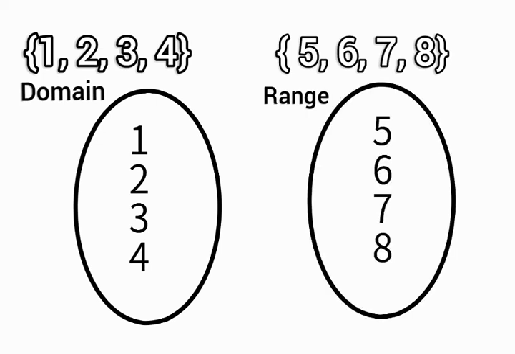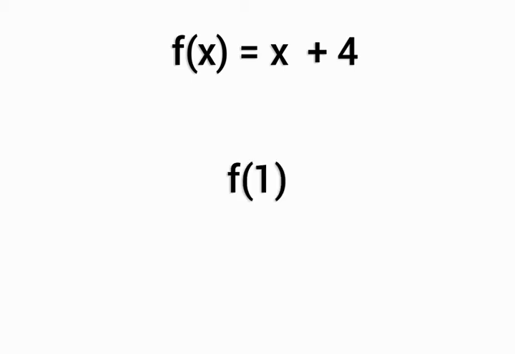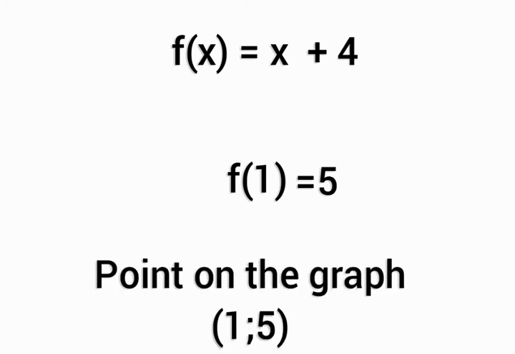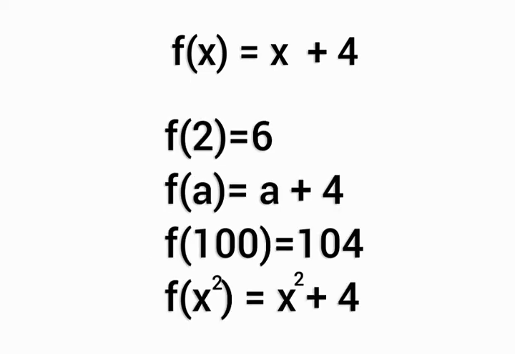Here's a simple example of a function. f(x) = x + 4. Let's say you input the value 1 into the equation. Your output will be 5. This tells us that (1, 5) is a point on the graph of f(x). With every value you choose to input, you will get an output value.